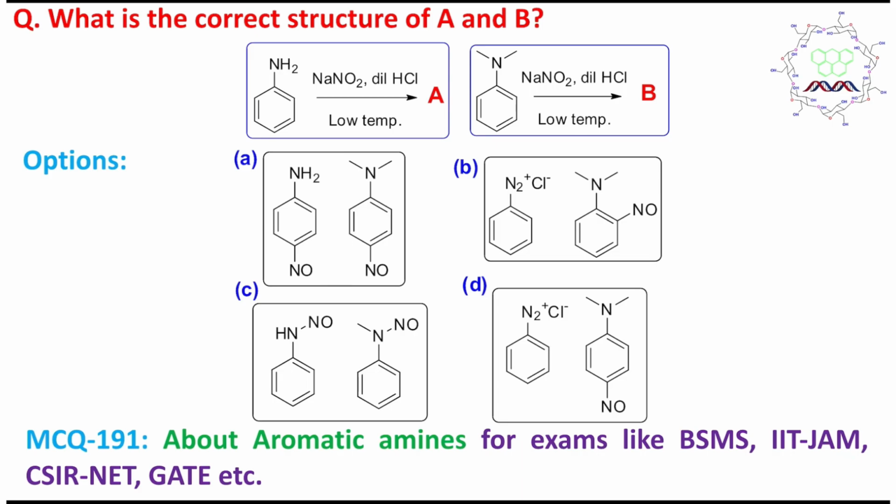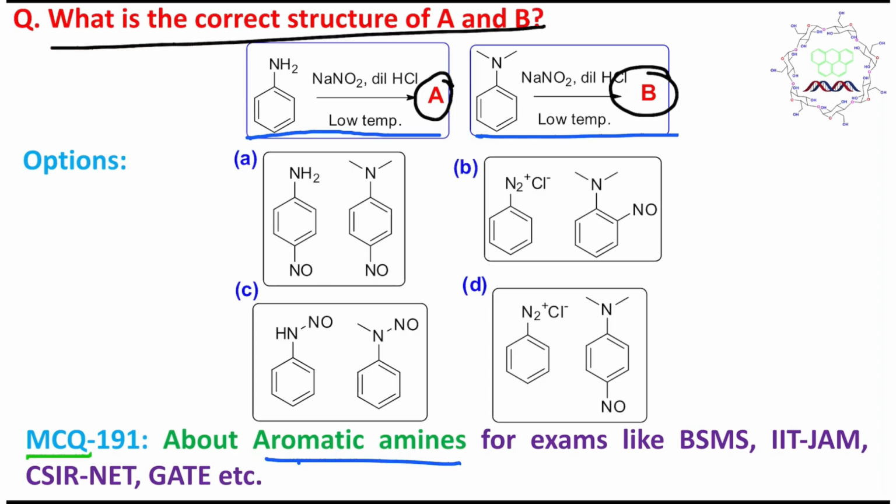Today's topic of discussion is one MCQ about aromatic amines. Now you can see two different chemical reactions are provided here, and in the first reaction the product is A and in the second reaction the product is B. So you have to say what is the correct structure of both A and B. Four options are provided and one of them is the right answer.